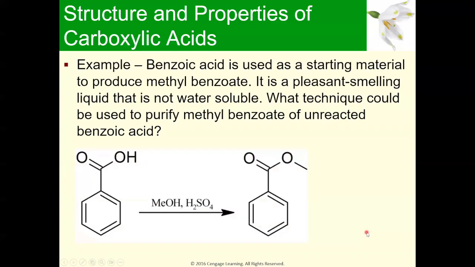Okay, so for example, we've got a question like this. We have benzoic acid and you use it as the starting material to make methyl benzoate. Why would you be doing that? Well, because this is used a lot in perfumes, one of the components of perfumes and anything you want to make smell good.